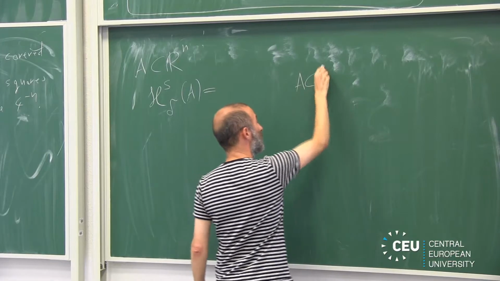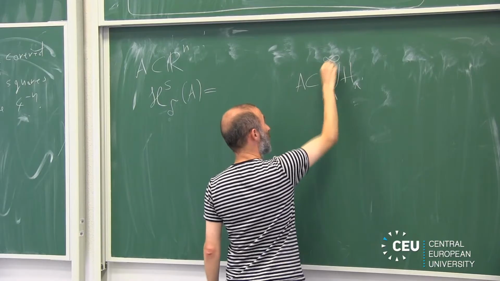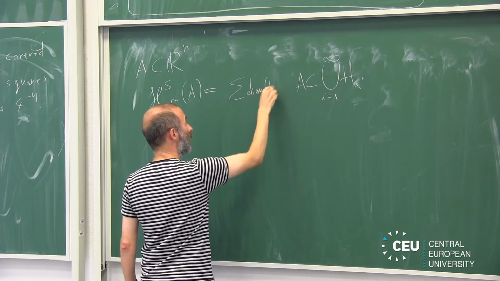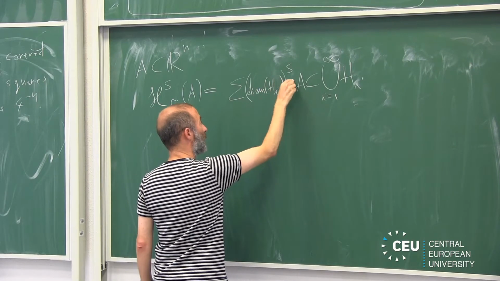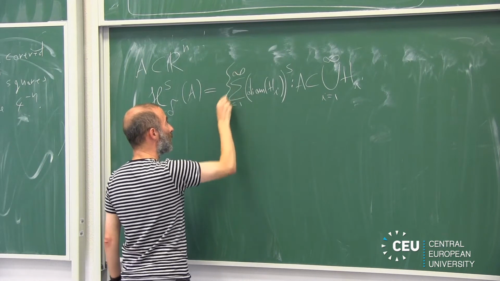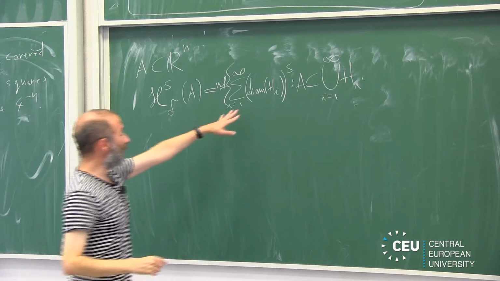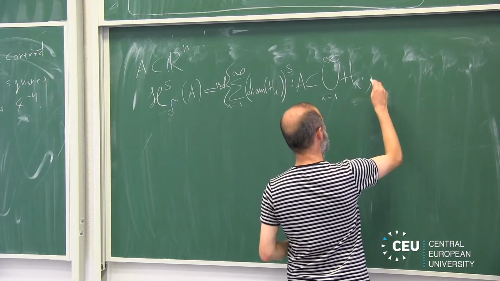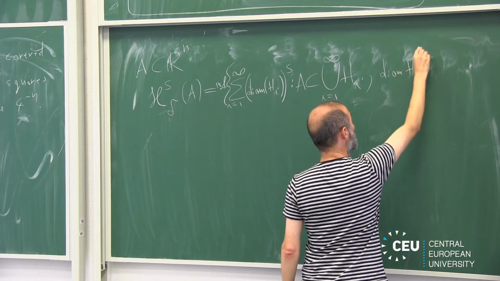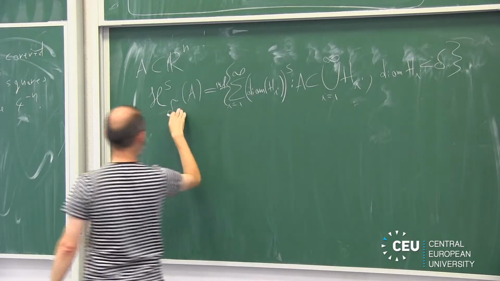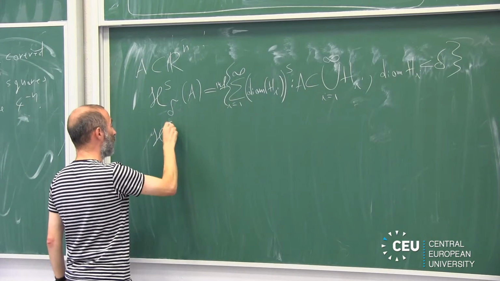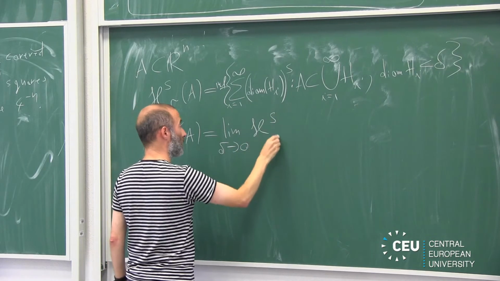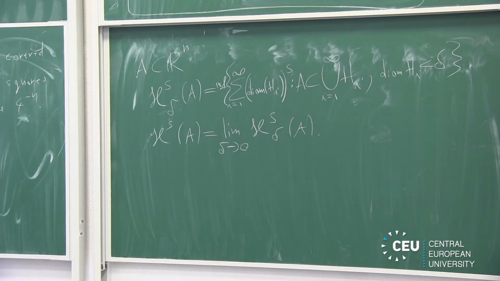So we want to cover A with a countable sequence of sets, and we want to add up the s powers of the diameters. We take the infimum, so we take every possible covering and take the infimum of these s powers. So this would be the natural guess for Hausdorff measure. Unfortunately, this wouldn't be a measure, so we have to require that every diameter is less than delta, and this way we get something that depends on delta. This is monotone in delta, so the s-dimensional Hausdorff measure is the limit as delta goes to 0 of this. Okay, so this is the s-dimensional Hausdorff measure.